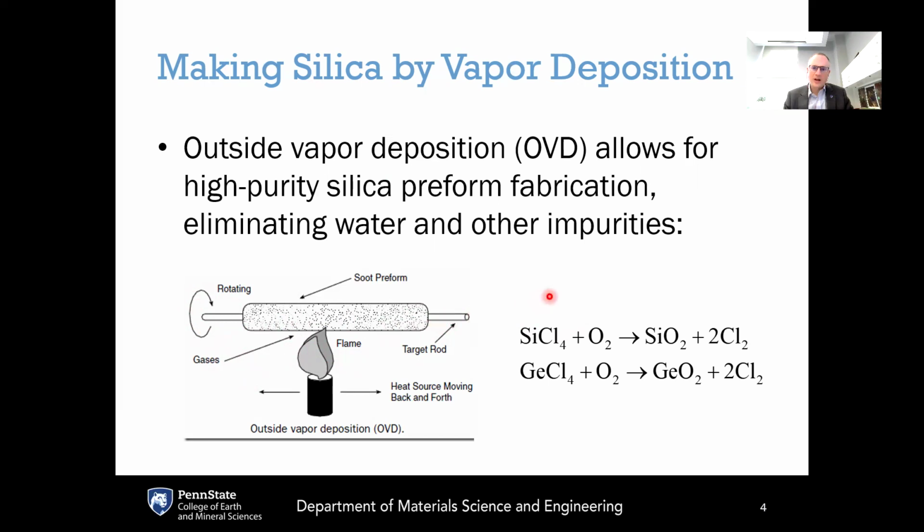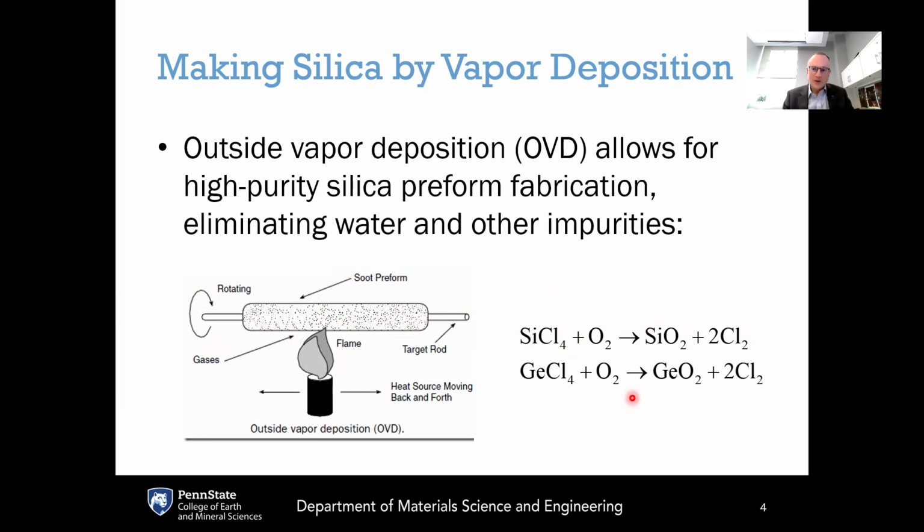The key chemical reaction for this is taking silicon tetrachloride, SiCl4, and reacting that with oxygen gas. When those two react, they form silica, SiO2, and that also releases chlorine gas. There's two units here of chlorine gas. And this silica soot then gets deposited back and forth.